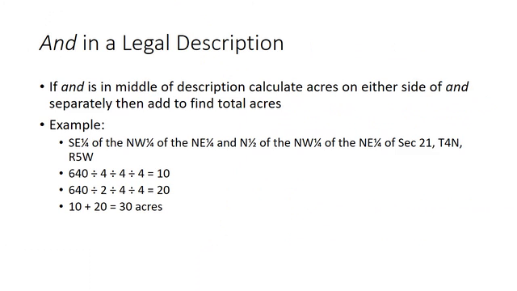If you have "and" in the middle of the legal description, calculate the acres on either side of the "and" separately to find the total acres. There's an example: the southeast 1/4 of the northwest 1/4 of the northeast 1/4. Stop there. When you divide that out, that equals 10. As soon as you see that word "and," you start 640 again. 640 divided by 2, divided by 4, divided by 4. That equals 20. You add those two together, and you have 30 acres in the legal description.